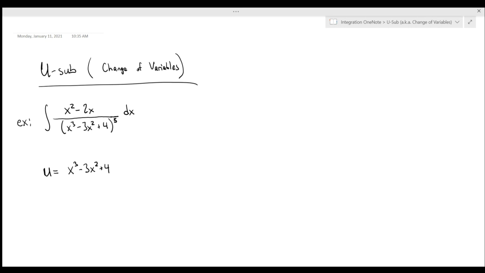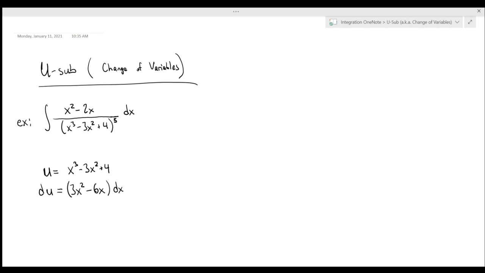Okay. So we pick something to be u, and then what we need to do is we also need to compute the derivative and get du. Okay, so here getting the derivative of u, so derivative of x cubed is 3x squared. This will be minus 6x. And then the 4 becomes 0 when we take the derivative. So du should be 3x squared minus 6x dx.